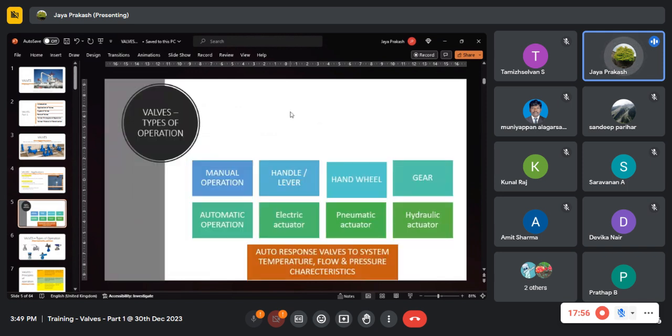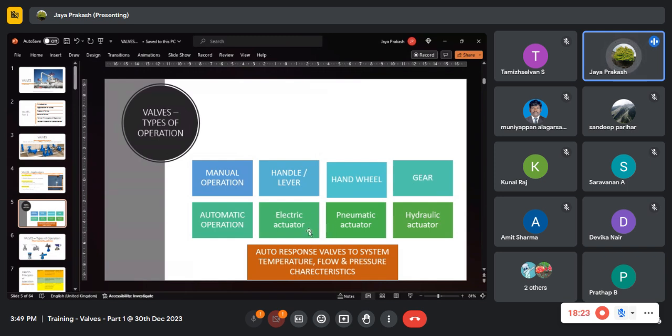Next is the type of operation. Some valves are operated using a handle, lever, hand wheel, or gear. These are manually operated valves. Automatic operation valves are what you call control valves. They are operated by an electric actuator, pneumatic actuator, or hydraulic actuator.